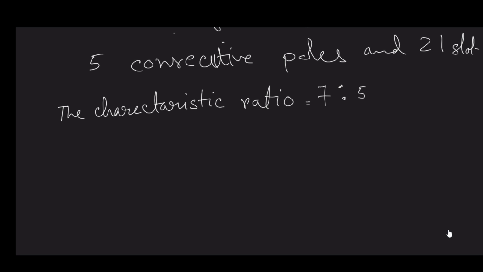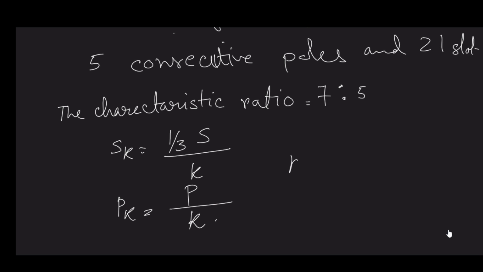So this is the thing. Now see that beautiful thing here, like we can find out something which is called that. I would like to show you something, like if S is the total number of slots, then Sk is, here in our case it's 2, then Pk is P by K. So in our case K is 2, S is 42 and P is 10.